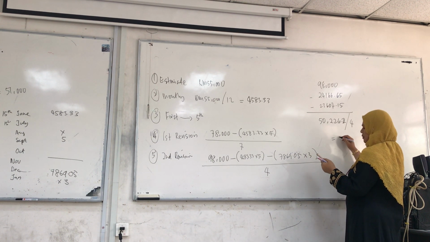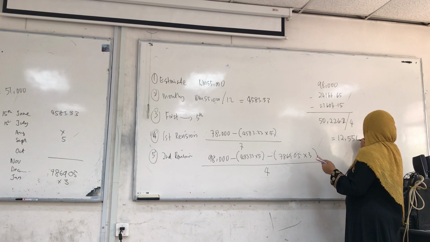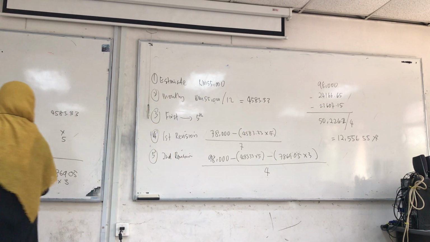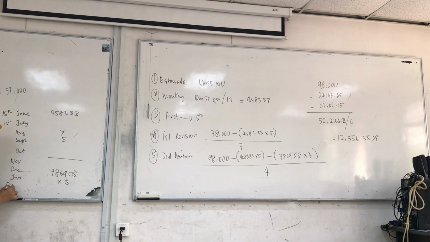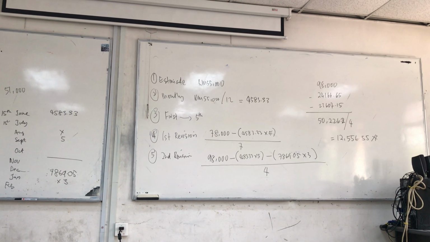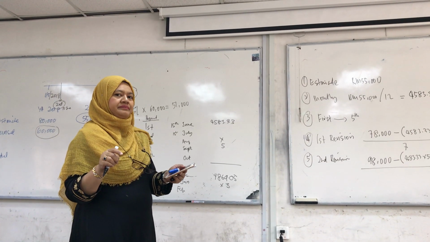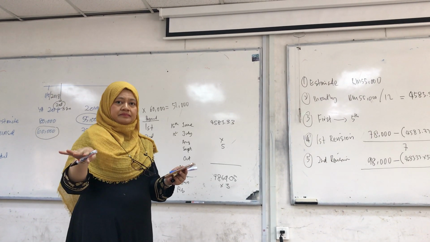So your new installment payment will be 12,556.55. So this 12,556 will be for which month? February, March, April, May. 4 months. That's why you divide by 4. So for those months you have to pay 12,556.55. So fill up in that table.